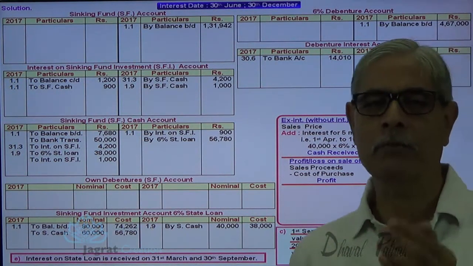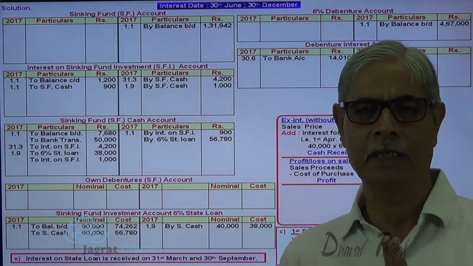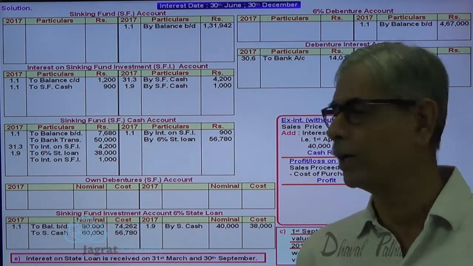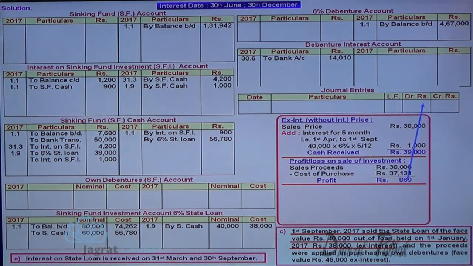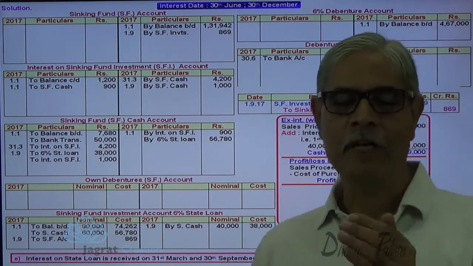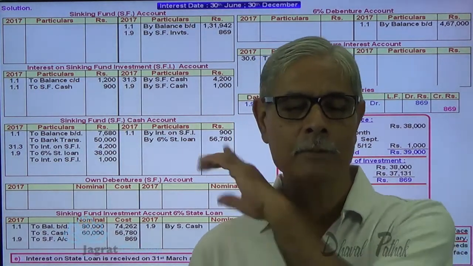Profit on sale of sinking fund investment. And when there is a sinking fund and sinking fund investment, profit on sale of sinking fund investment is transferred to sinking fund. So sinking fund investment account debit to sinking fund account credit. So this investment account is debited and sinking fund account is credited for this profit on sale of sinking fund investment. So investment of 40,000 sold, profit on sale transferred to sinking fund.